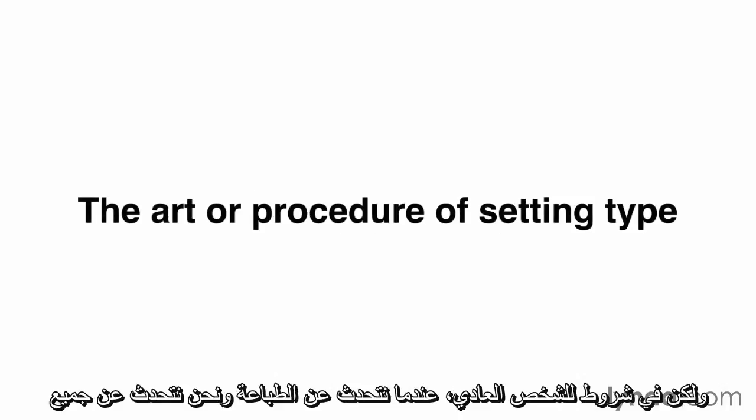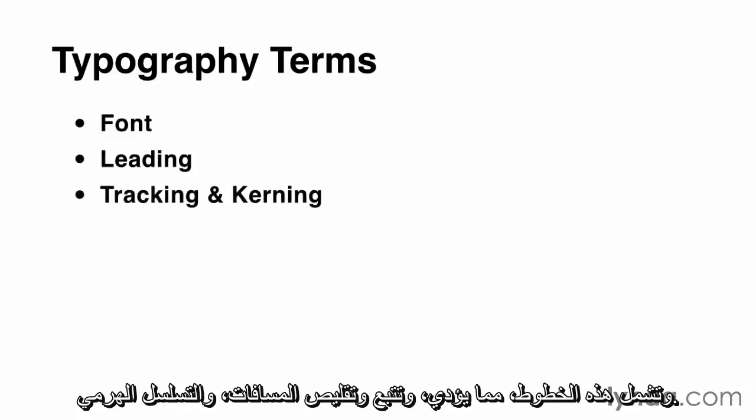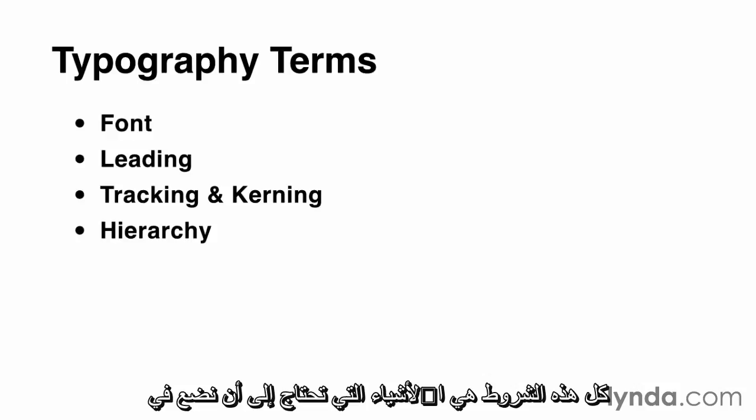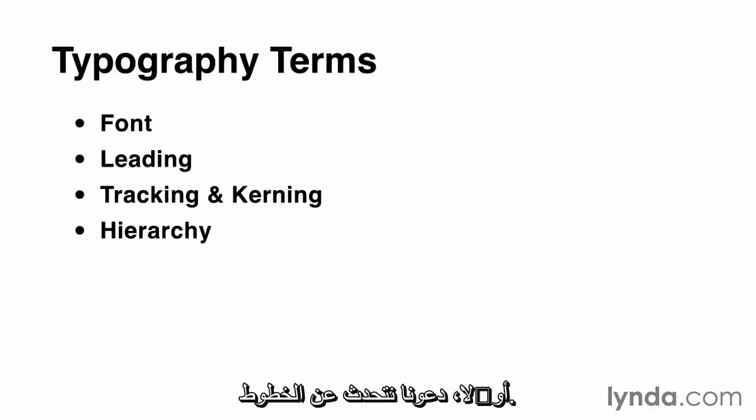But in layman's terms, when we talk about typography, we're talking about all of the subtle nuances and aspects of what you probably call a font. Here are some key terms that we need to know about when we talk about typography. They include fonts, leading, tracking and kerning, and hierarchy. All of these terms are things you need to keep in the back of your mind while you're using text in your layouts. First off, let's talk about fonts.